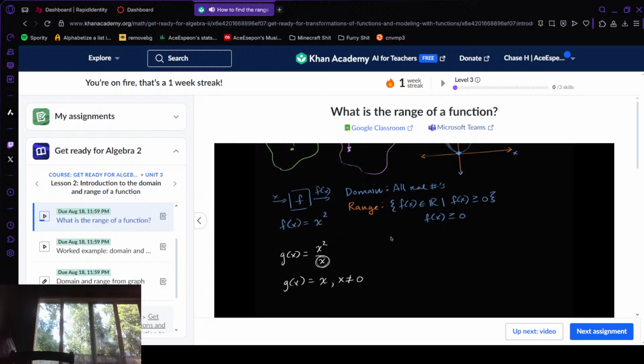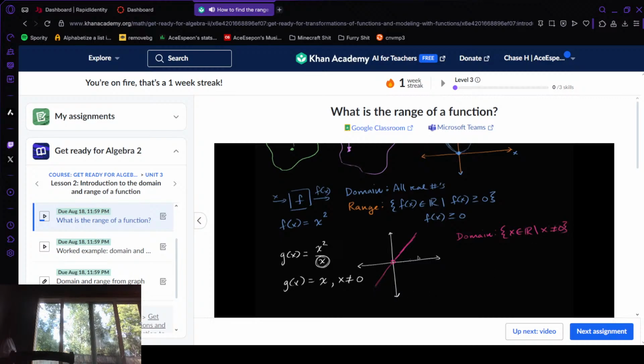And we could even graph it. I'm going to do a quick and dirty version of this graph, but it's going to look something like this. It's going to have a slope of 1, but it's going to have a hole right at 0 because it's not defined at 0. So it's going to look like this. So the domain of g is going to be x is a member of the real numbers such that x does not equal 0.